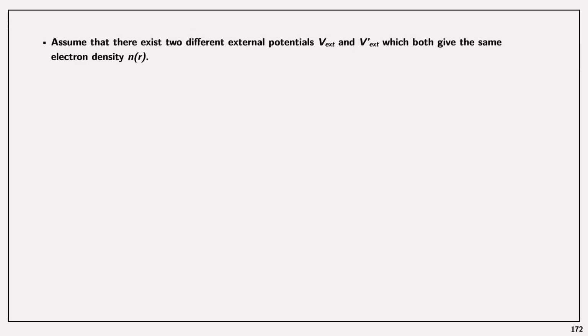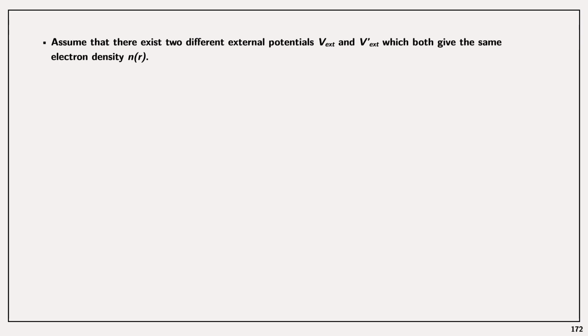We are going to suppose that there exist two different external potentials, so two different problems, and they both give the same electron density. Just to be clear, that assumption is contrary to the Hohenberg-Kohn theorem, right? The Hohenberg-Kohn theorem says that if you have two different Hamiltonians, in other words, two different external potentials, you must have different densities. But we are going to assume that you can have the same density for two different external potentials. So this is the idea of the proof, right? We start from that assumption. We show that it leads to an impossibility. Therefore, the assumption is wrong.